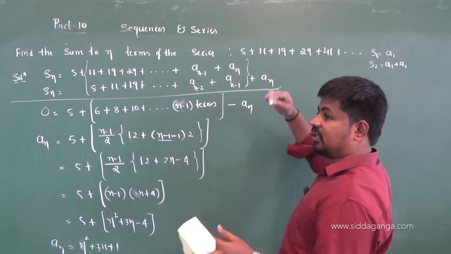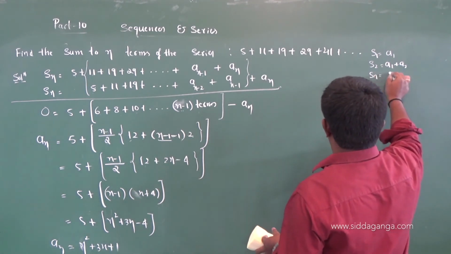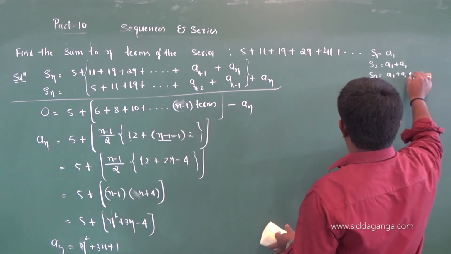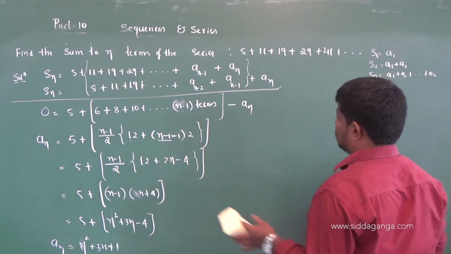A1 plus A2 plus A3. In the same way, Sn is what? Sn is A1 plus A2 plus and so on till An, right? So that's what we have to find.